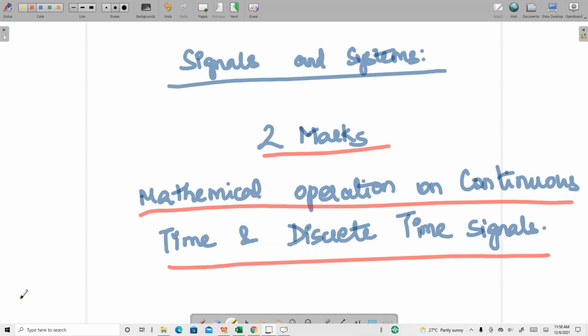Today we are going to discuss 2 marks problems on mathematical operations on continuous time and discrete time signals. So, some of the easy 2 marks problems in continuous time and discrete time signals we are going to discuss today.